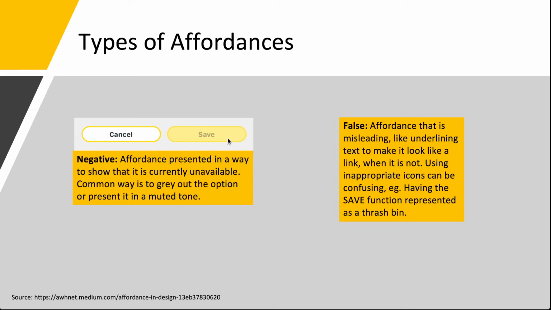So it looks like this square with a circle in the middle, right? So we know that's a save function. We know for sure that's not a delete button. Okay, so these are the considerations that we need to make when we are designing our product, designing our app.